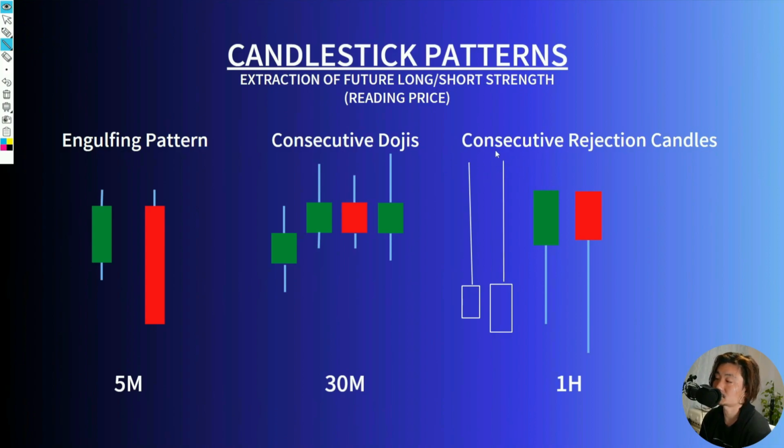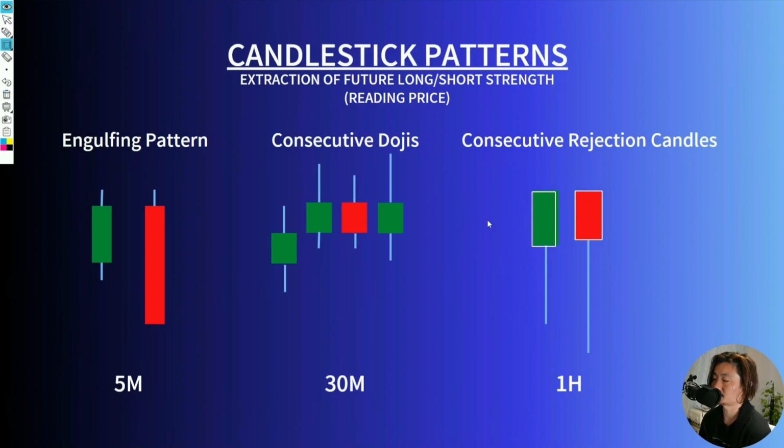Okay, and in order to spot these consecutive rejection candles, first of all, the color of the body is of no consequence. Rather, you want to pay attention to how long the wicks are on the bottom side in this example right here. And the longer, the better. And the other thing you also want to be looking for is that the more consecutive rejection candles you get, the more it confirms legitimate consecutive rejection candles.